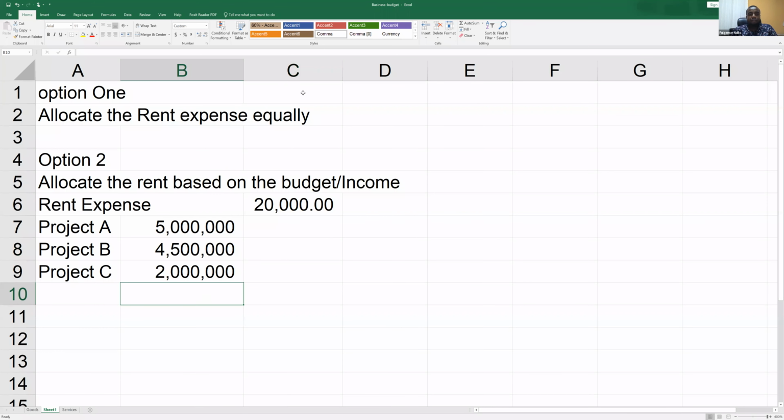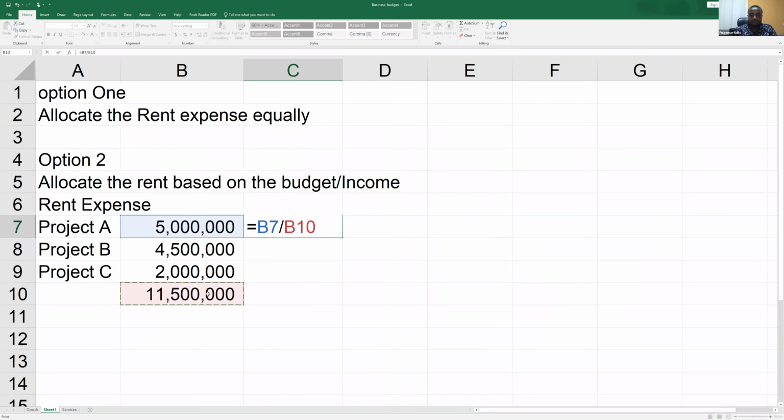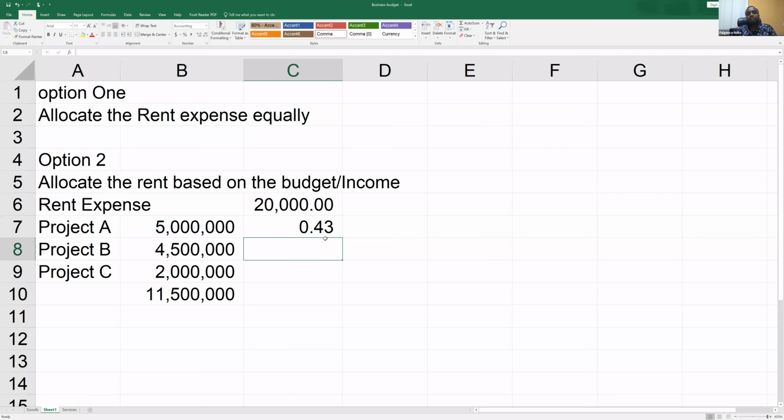So the total income for these 3, the total income is 11.5 million. So what is the ratio of the total amount to project A? So you say is equal to this divided by this, which is 43%. This divided by this, 39%. This divided by this, which is supposed to give you 100%, right?